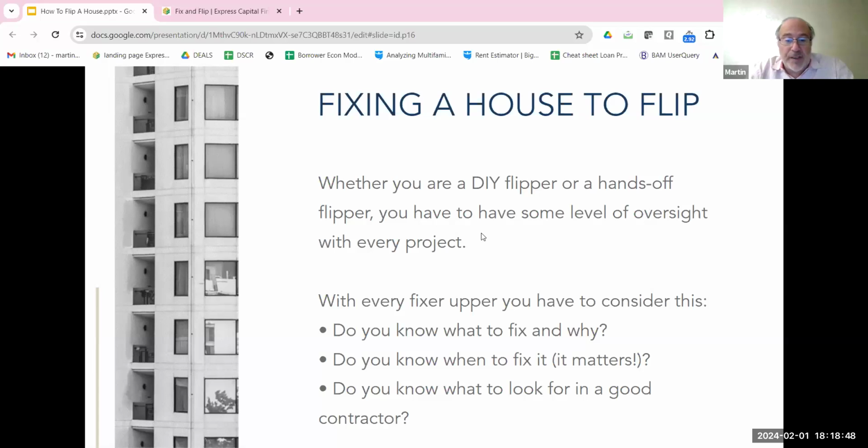Do you know when to fix? I'm on the East Coast. It's freezing. Sometimes it's snowing, and I have clients telling me they're going to do a ground up right now in December, and I say, well, it just snowed a few days ago. By the time you get permits and all that, you could probably get started in March or April. But if you're thinking of doing a ground up or a very heavy rehab on the East Coast with rain and snow and all that, it matters.